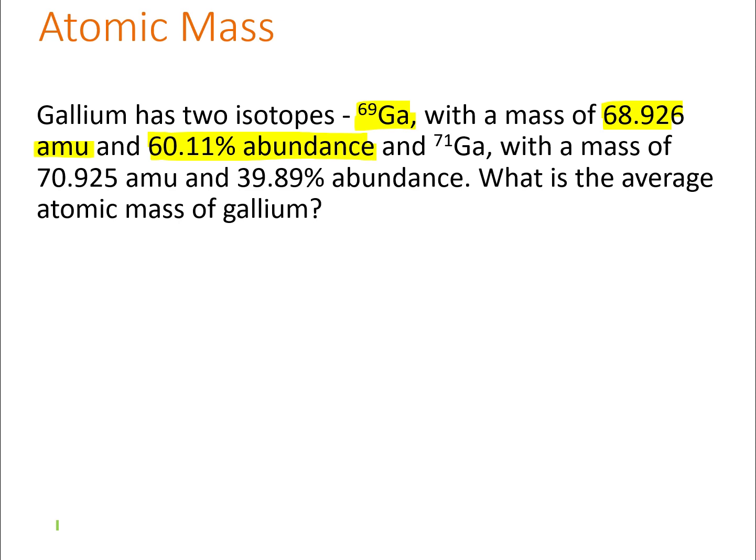The second isotope is gallium-71. I'll highlight that information in green. The mass of that isotope, 70.925 AMU, and the abundance is 39.89%.